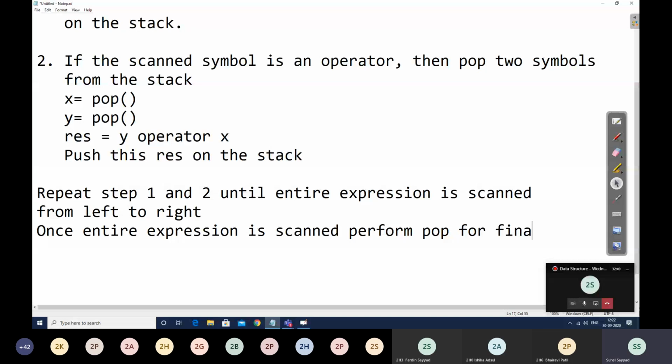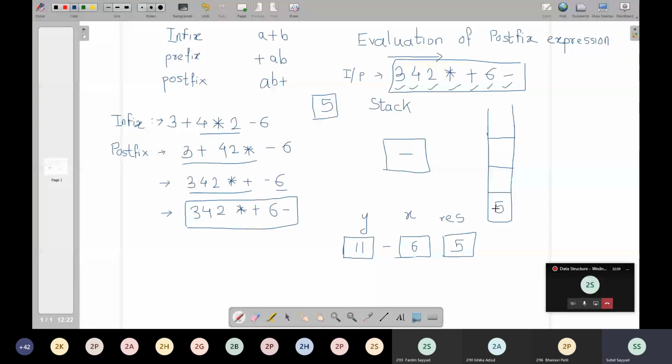After you complete everything, if you perform pop, you will get your final result. So if I perform now pop, which is my final step, I get my final result in the form of 5, which is nothing but the original answer if you see over here.